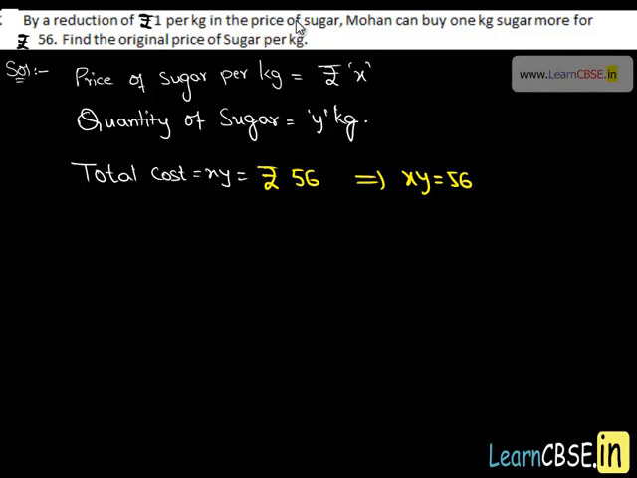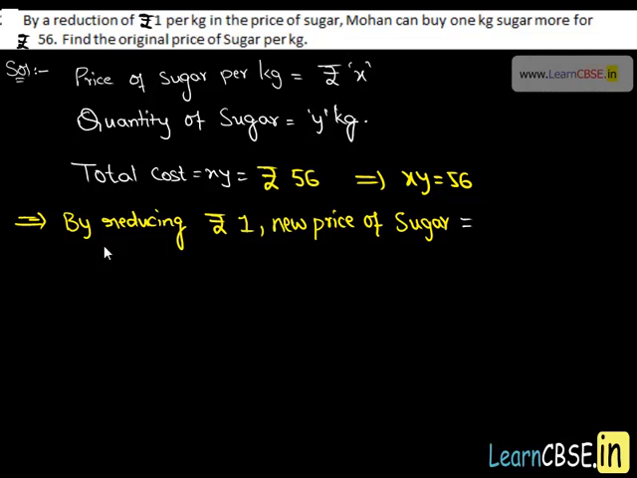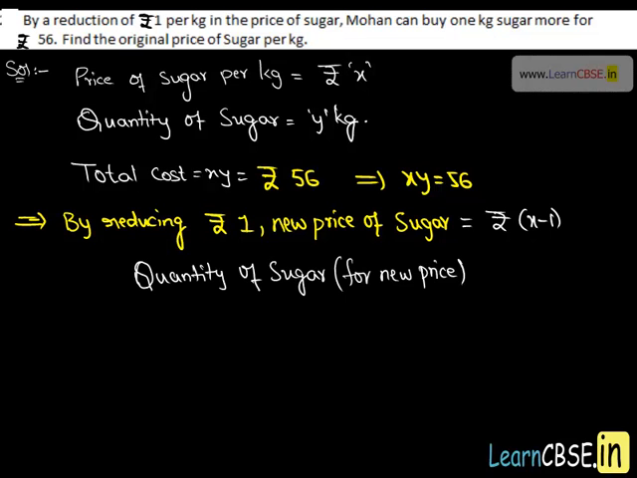According to this problem, by reducing 1 rupee in the price of sugar, Mohan buys 1 more kg of sugar for the same price, that is 56 rupees. Let's frame the algebraic equation. Then we have the new price of sugar as x minus 1 rupees. And then Mohan buys 1 more kg of sugar, so the new quantity of sugar is y plus 1 kg.